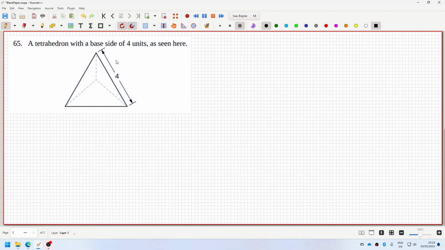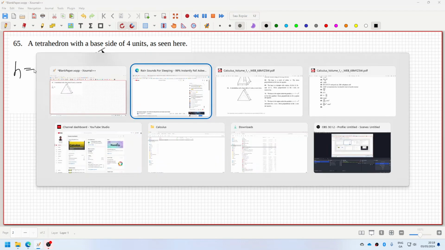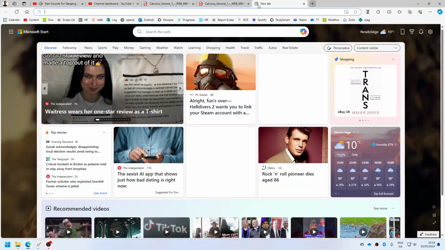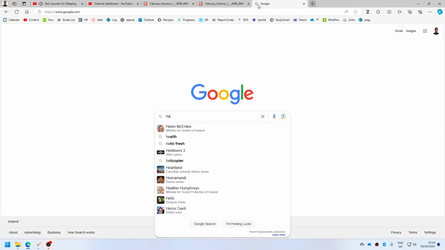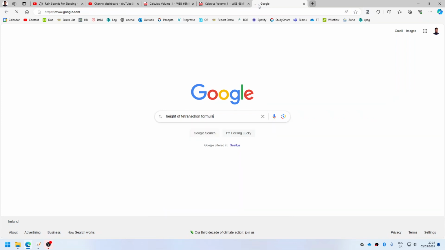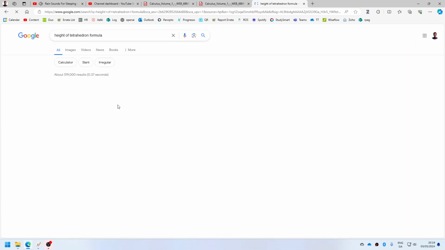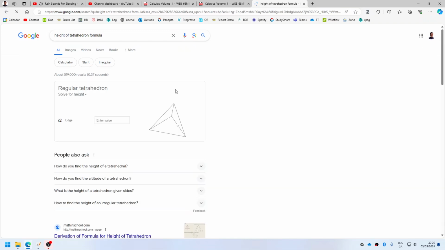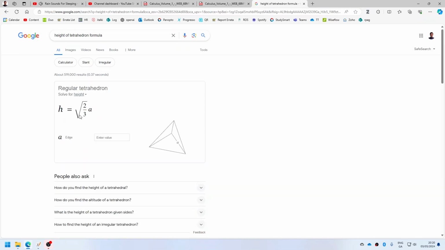A tetrahedron. So let's see now. Oh, what's the height of this tetrahedron? That's what I forget. Height of tetrahedron formula. I don't have all my geometry formulas memorized.